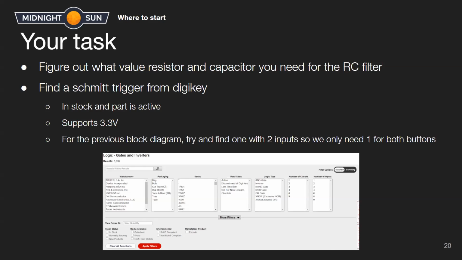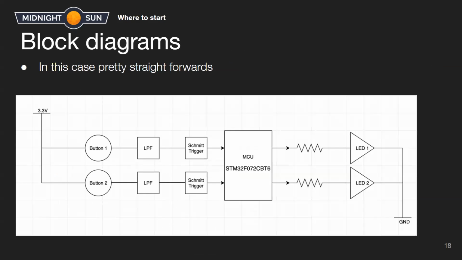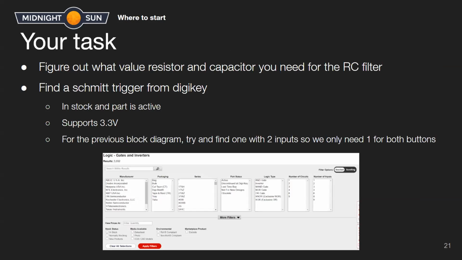Also, I showed you in the previous diagram, there are 2 buttons. So as an additional constraint when you're looking for the Schmitt trigger, look for one with 2 inputs so that we only need 1 Schmitt trigger for the circuit. Of course, you could use Schmitt triggers with 1 input if you find that they're way cheaper, and you just need 2 of them. But for this project, try to find a Schmitt trigger with 2 inputs that supports 3.3 volts.